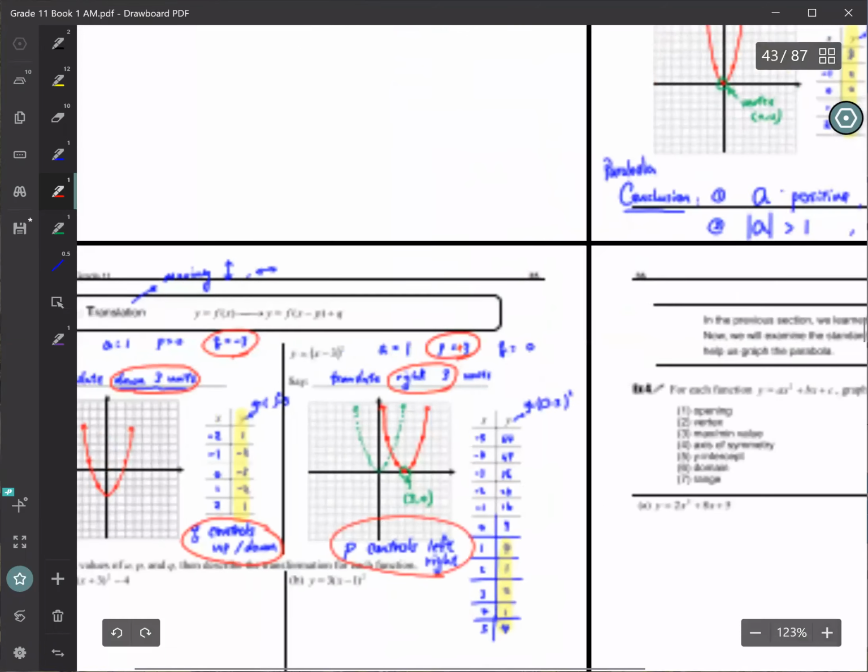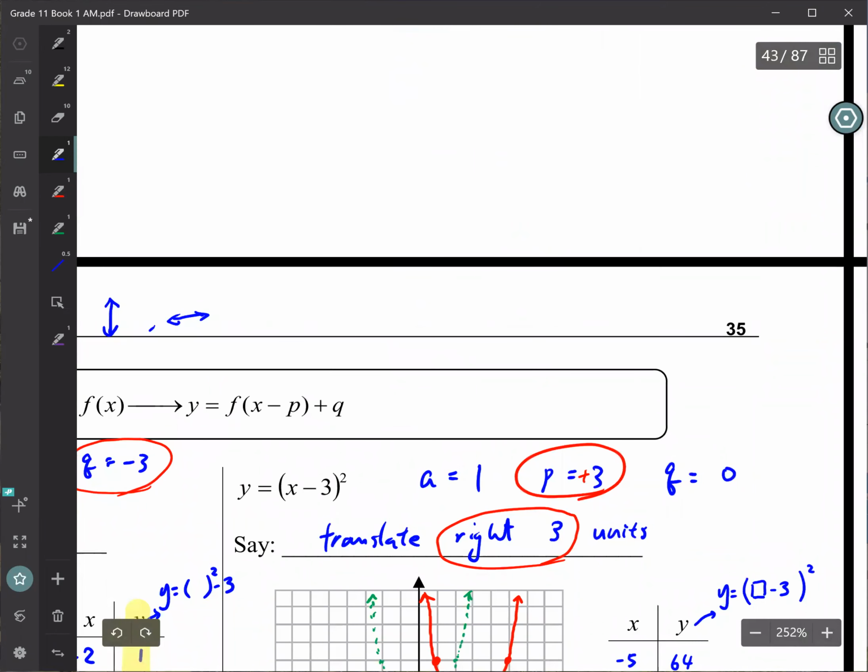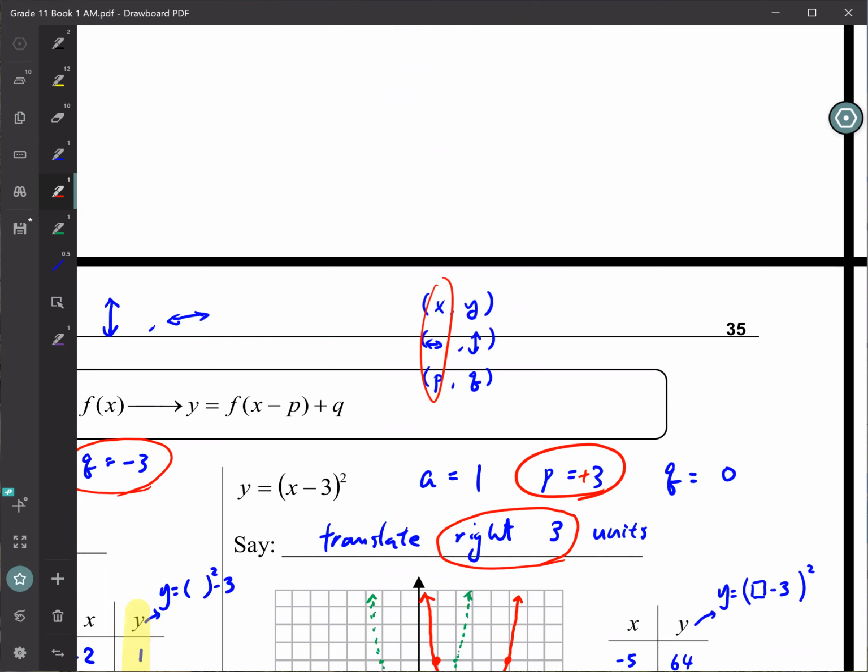The way I remember P and Q, so I don't confuse them, is you think about alphabetical order. You have X and Y. X is horizontal, and Y is up and down. And P and Q are also in alphabetical order. So P is like the X, so that's why P controls left and right. Q comes after P: P, Q, R, S, T. So Q is like the Y. So you won't mix those two up.